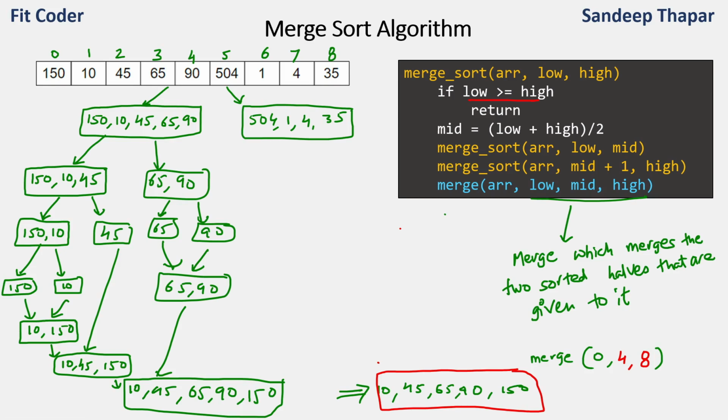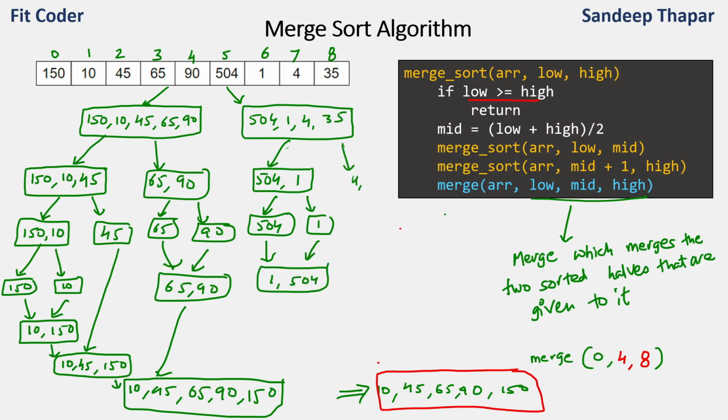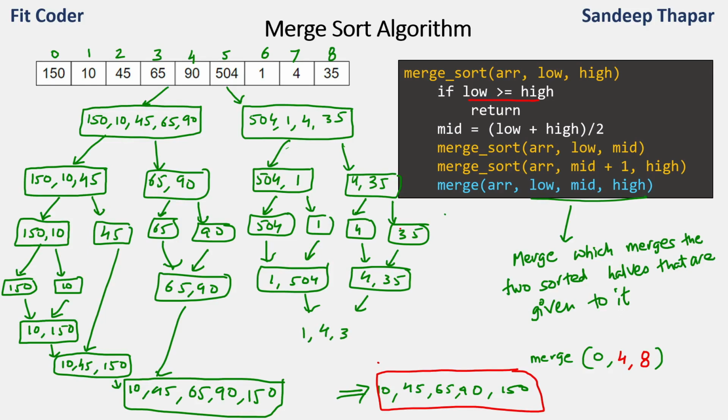And now for the right half, we'll have 504 and 1. So these will be split into 504 and 1, which will become 1 and 504. 4 comma 35 will be in the second half. These will be split into 4 and 35, which will be combined into 4 and 35 in the sorted order. And now these two will be combined into 1 comma 4 comma 35 comma 504.